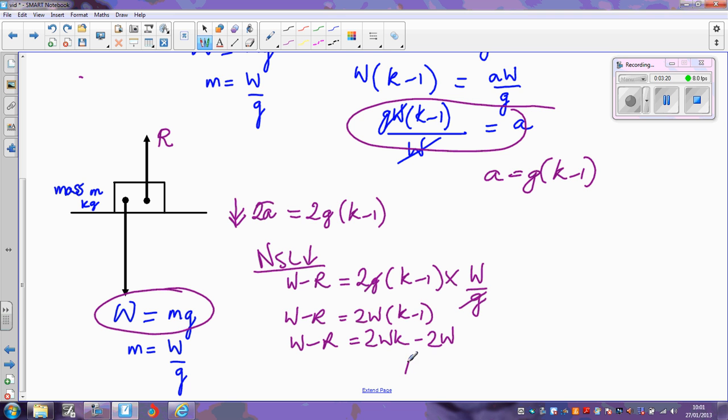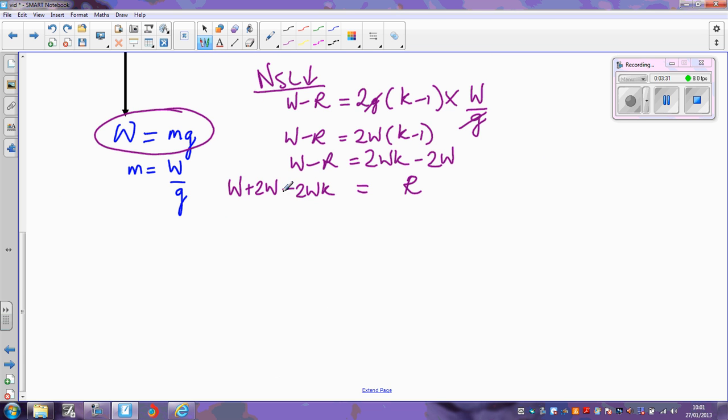And if we just move R to the right now, on the left-hand side, we're going to have W plus 2W minus 2WK. Now, if we simplify that, we've got W plus 2W, that's 3W minus 2WK, is equal to R. Factorising the left-hand side, we've got W multiplied by 3 minus 2K is equal to R, which is the required expression.